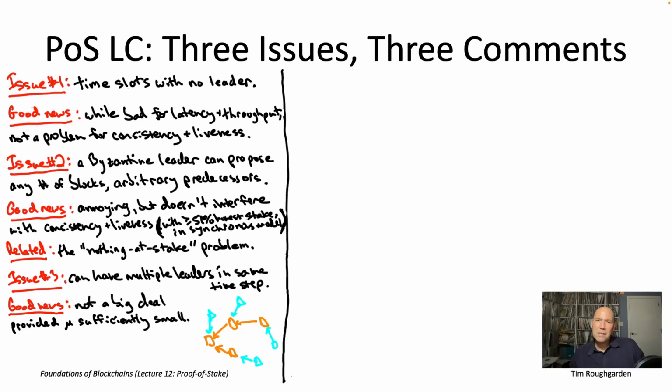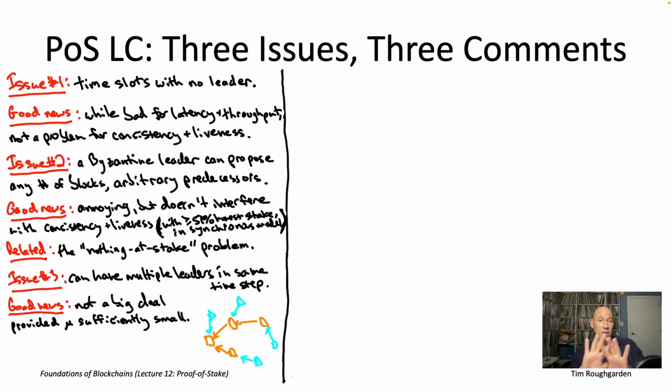Now, I'm being a little glib here. I'm sort of ignoring the possibility that the protocol might be using slashing, in which case you might want to use Sybils and have multiple leaders so you can deviate in ways that are undetectable. You might want to use Sybils to try to manipulate pseudorandom seeds.